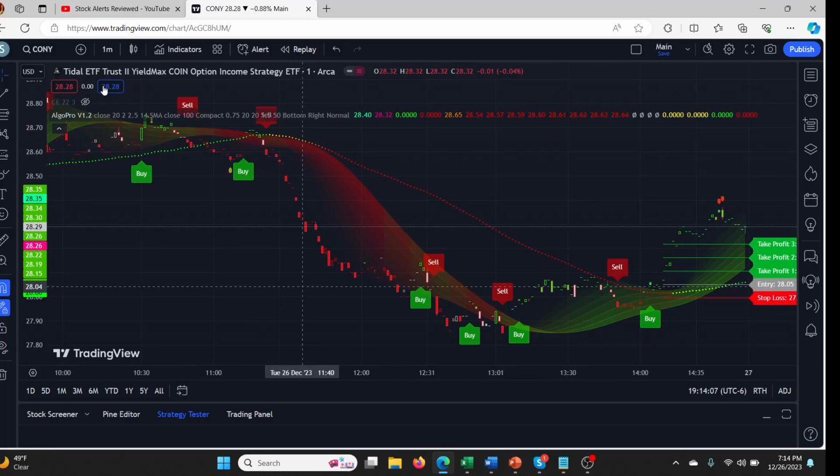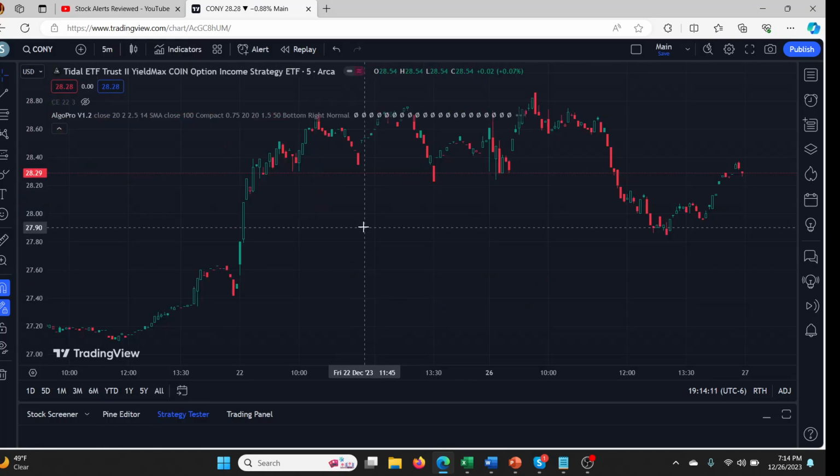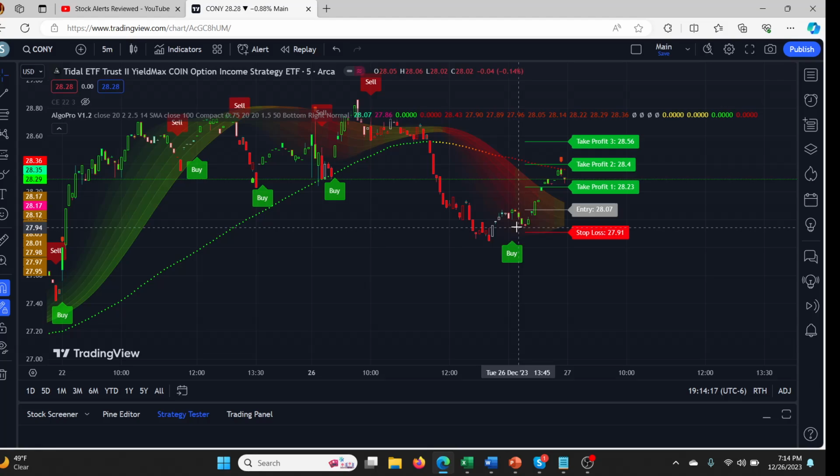Alright, so let's do the 5 minute first, because these candles are such low volume, they're barely forming. And that's what you've got to be careful of as well. Overall though, you can see the first signal here without changing anything had a really nice buy, and it's already hitting its take profits up here, which is good.